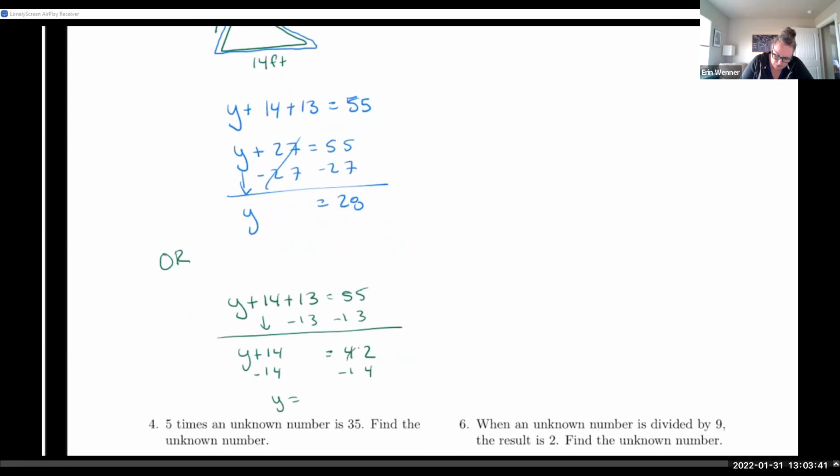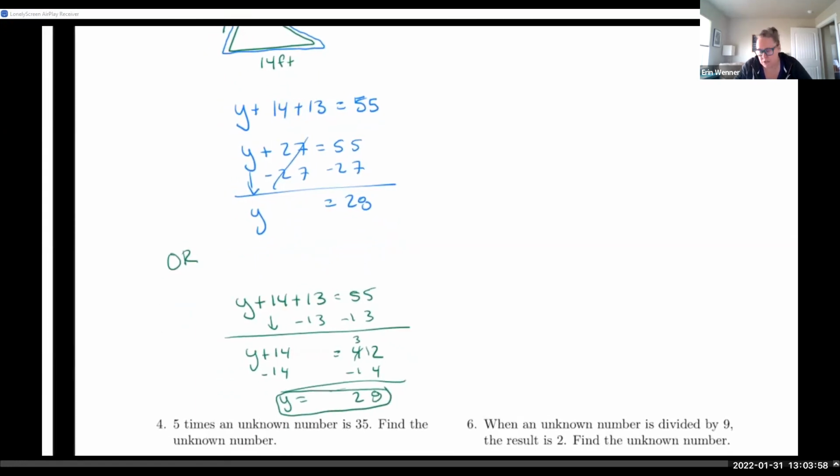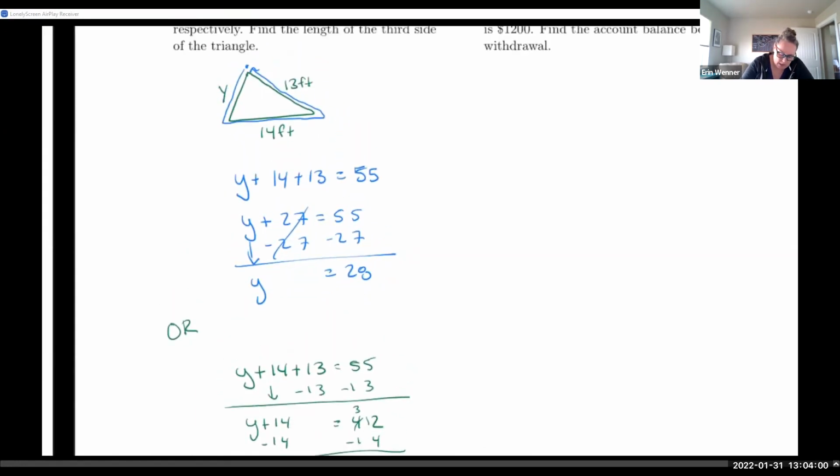So remember, we have to borrow. So 12 minus 4 is 8. Because I borrowed, I'm left with a 3 here. 3 minus 1 is 2. And we end up with y equals 28, which obviously doesn't make sense in terms of our diagram, but it's just a diagram, right? So that means that y is equal to 28 feet.